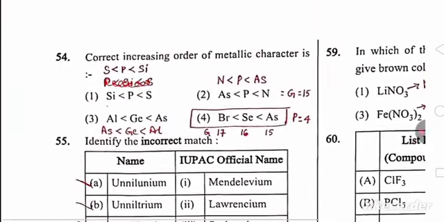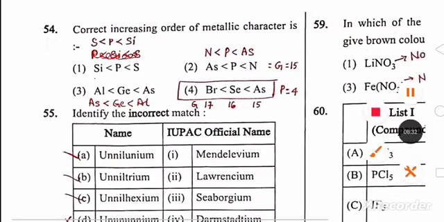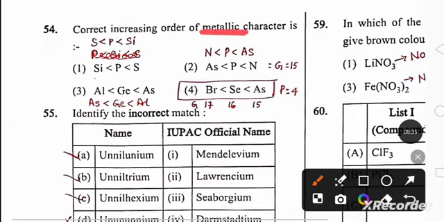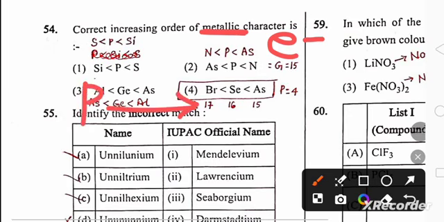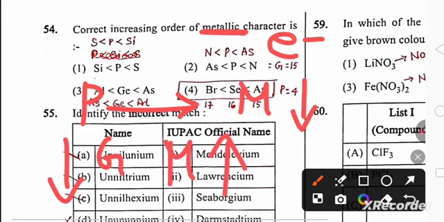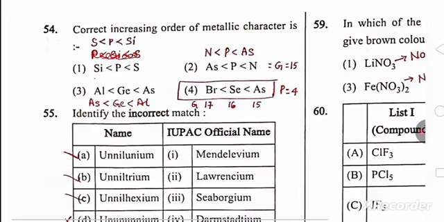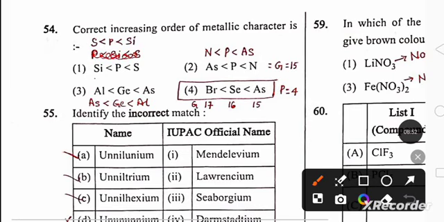54th question. Correct increasing order of metallic character. Now metallic character depends on the tendency to lose electrons. So we know across the period metallic character decreases because size decreases, and down the group metallic character increases because atomic size increases. So accordingly, if you see the first option, that includes silicon, phosphorus and sulfur. So this is not a correct increasing order, because silicon has more metallic character than phosphorus and sulfur.